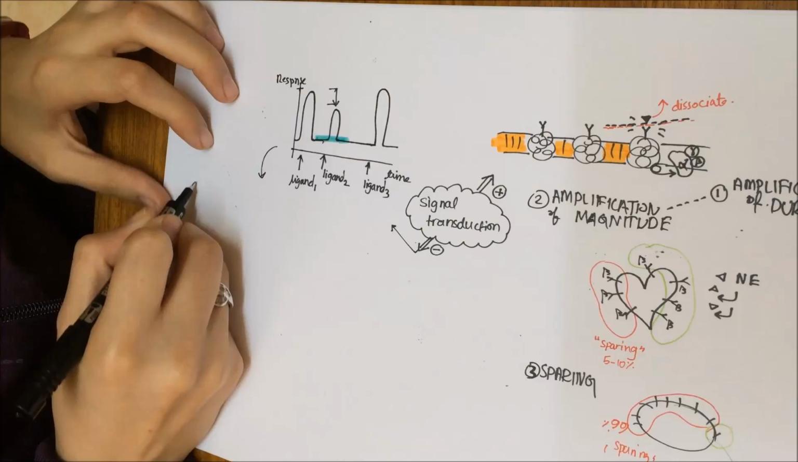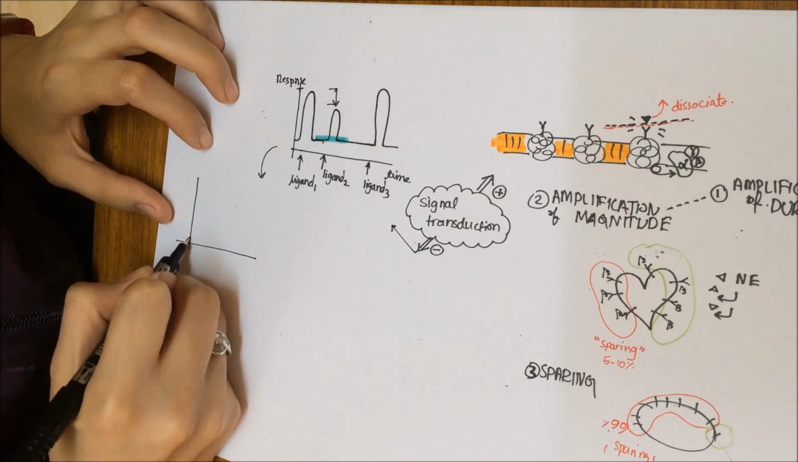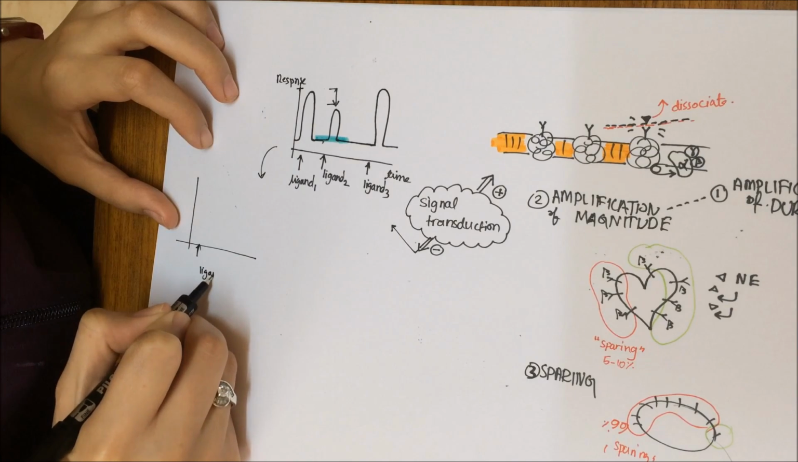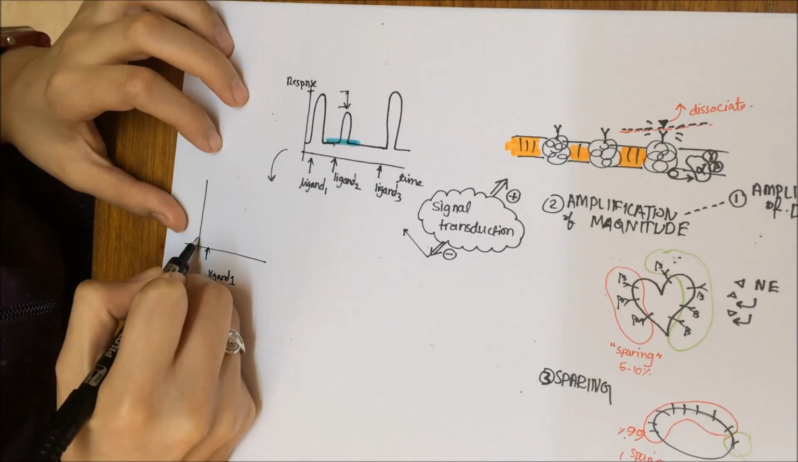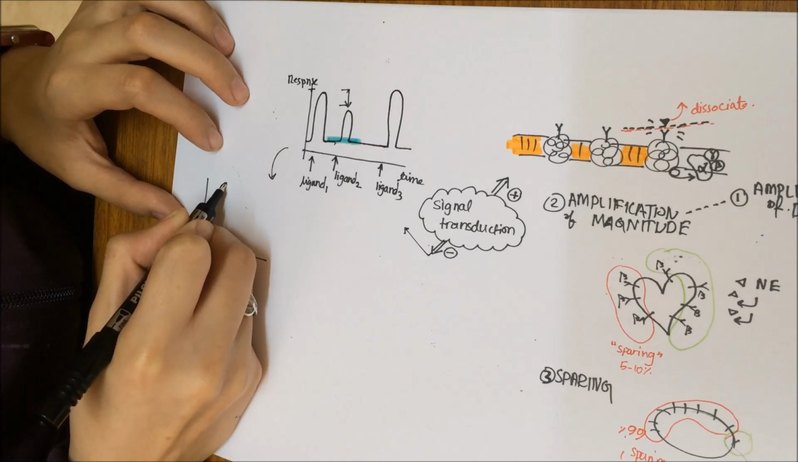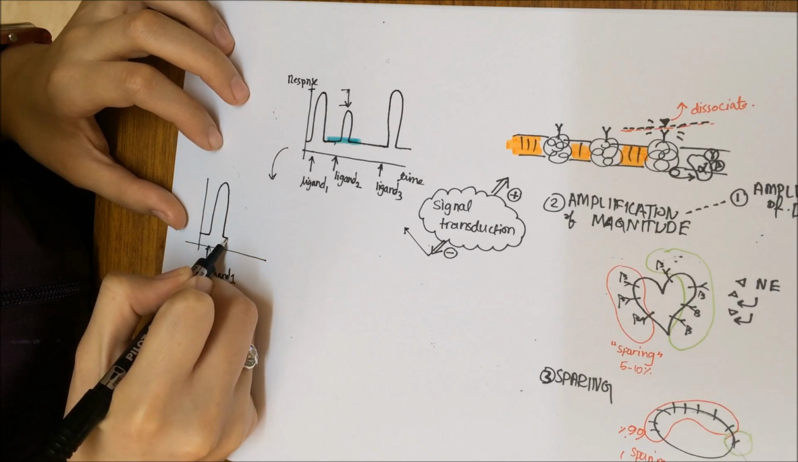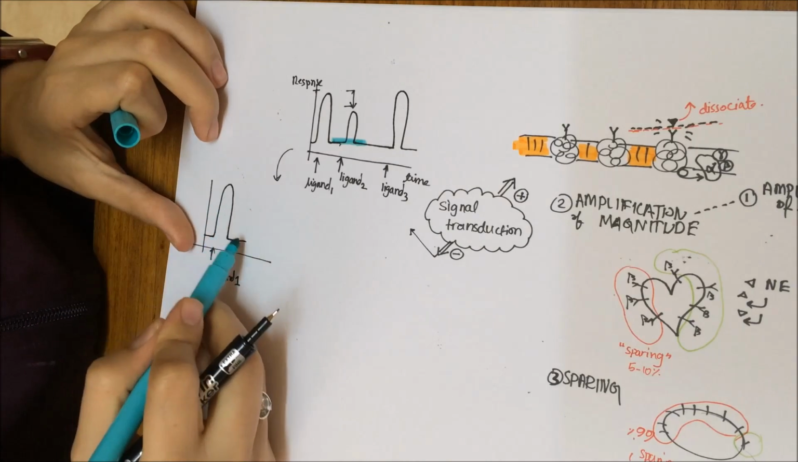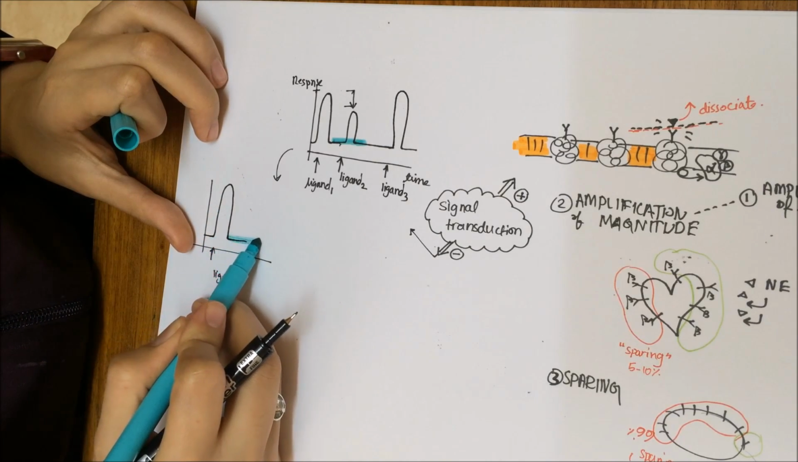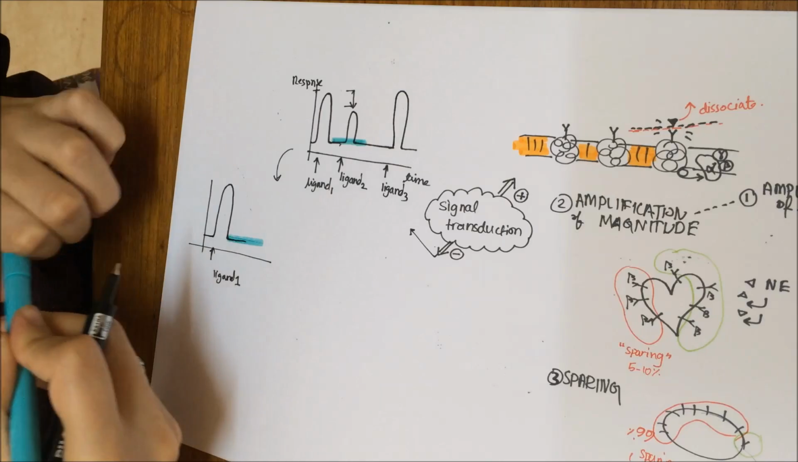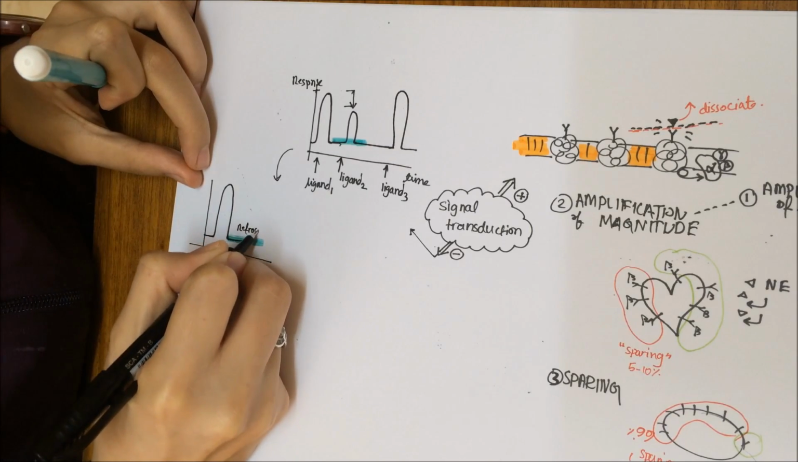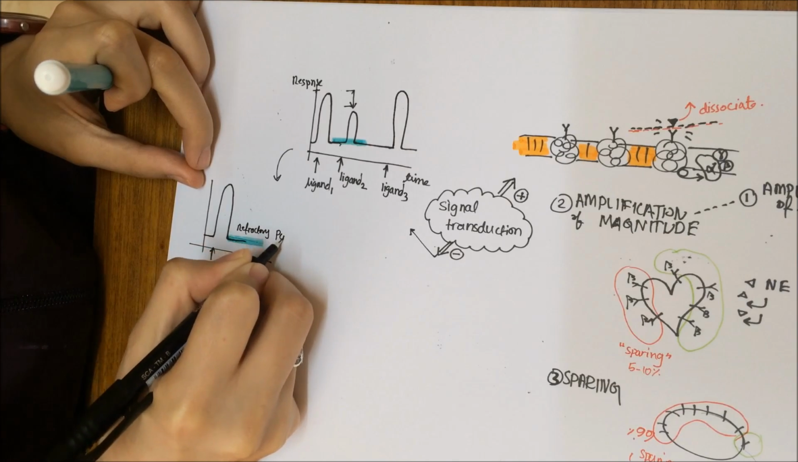Let's simplify this. This is ligand 1, and when we introduced it, we got this response. Now after the first response, you should wait for a certain time. This is called the refractory period.